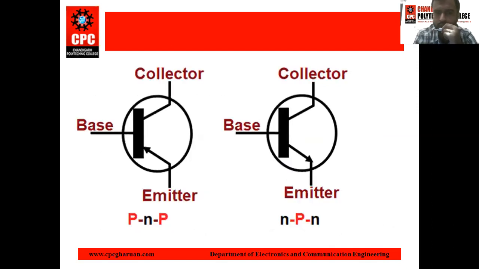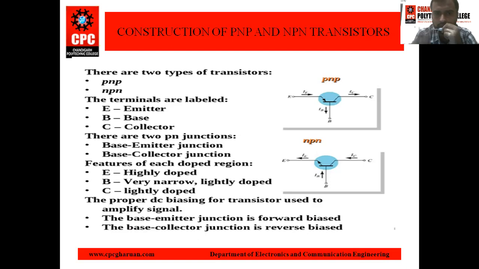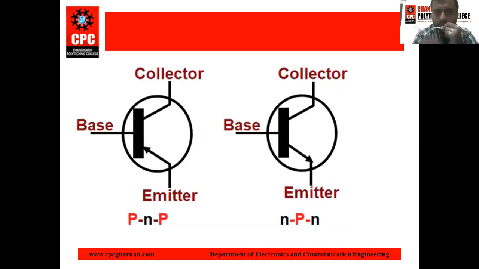This is the most important slide of the bipolar transistor. This is the construction, the internal construction. The whole chapter depends upon this construction. This is the symbol of NPN and PNP. The arrow in the NPN transistor points outward and the arrow in the PNP transistor points inward.